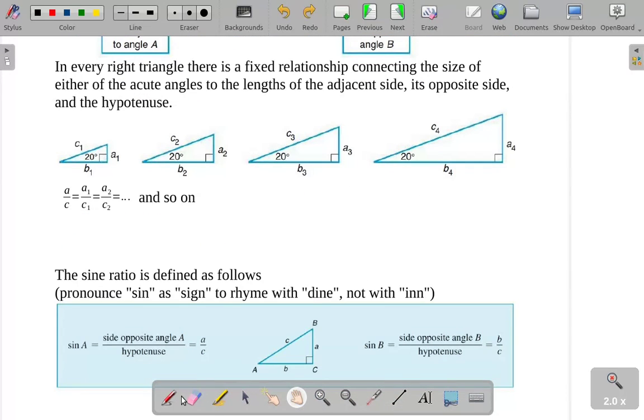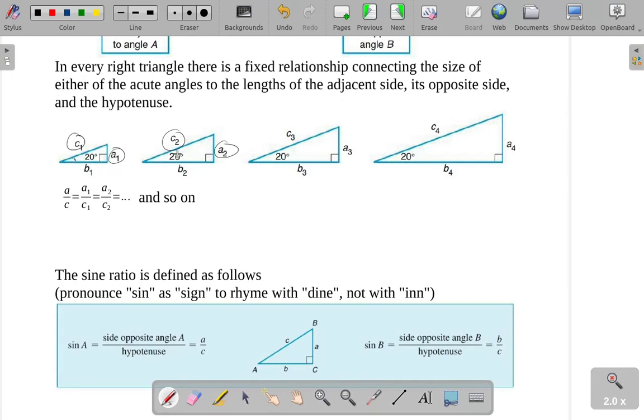In a right triangle, there is a fixed relationship connecting the sides of either of those acute angles. When we say the acute angles, we're talking about either of the angles that are not the 90-degree angle. So connecting the sides of those to various ratios. If this angle right here is a 20-degree angle, then the ratio of these two sides, A1 to C1, is the same regardless of how big this triangle is.